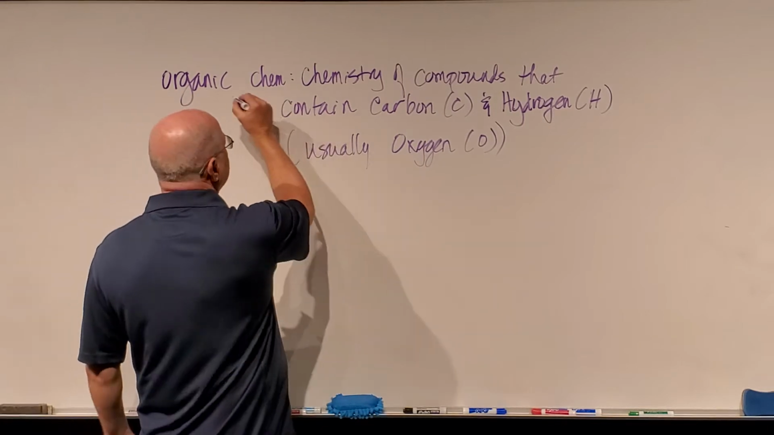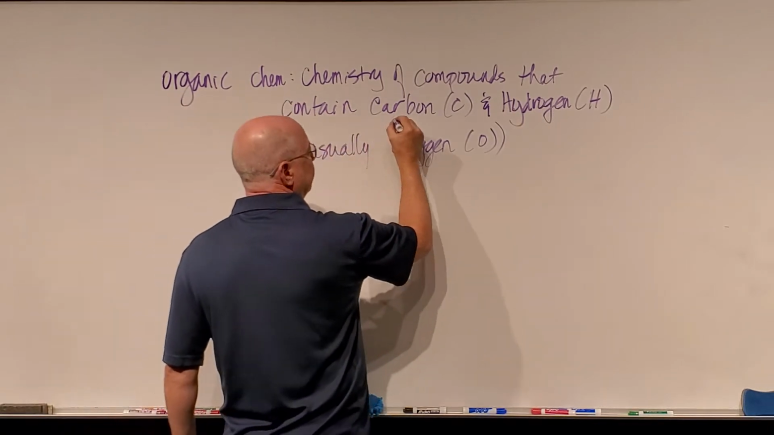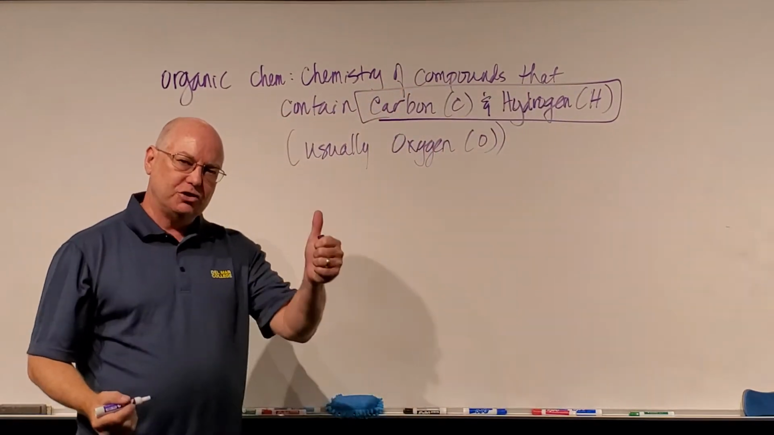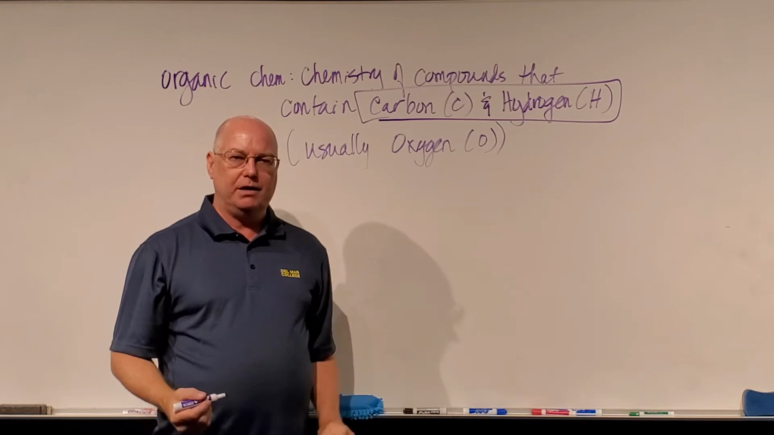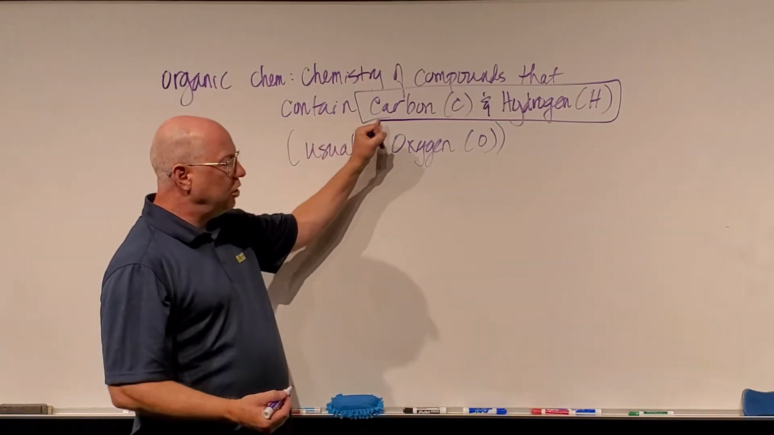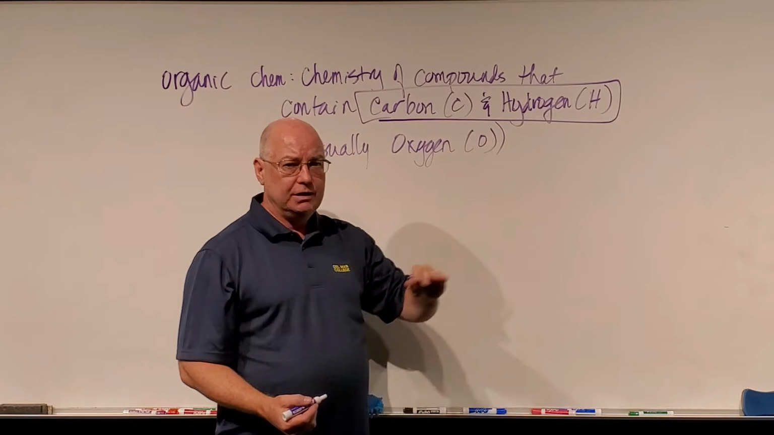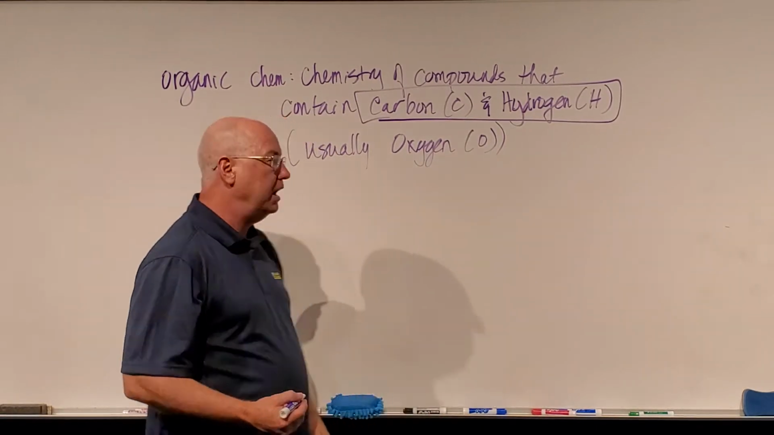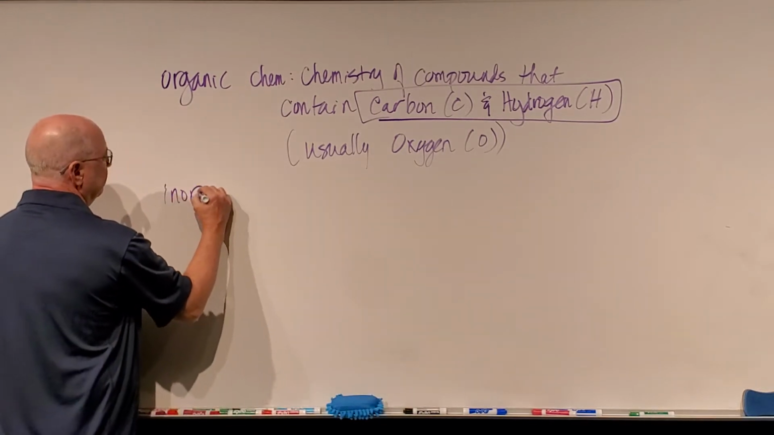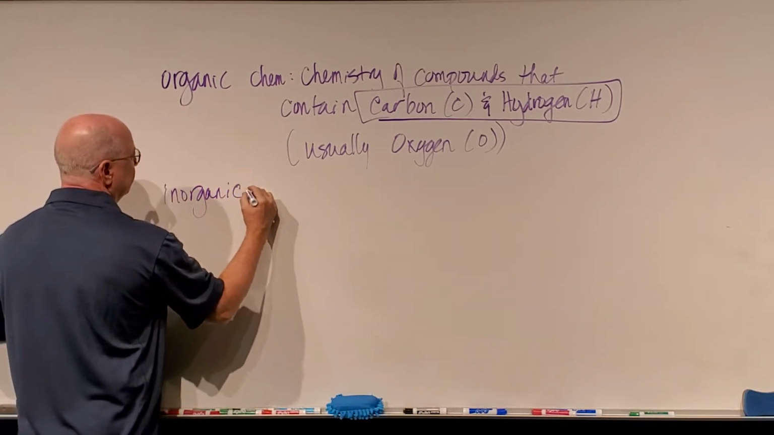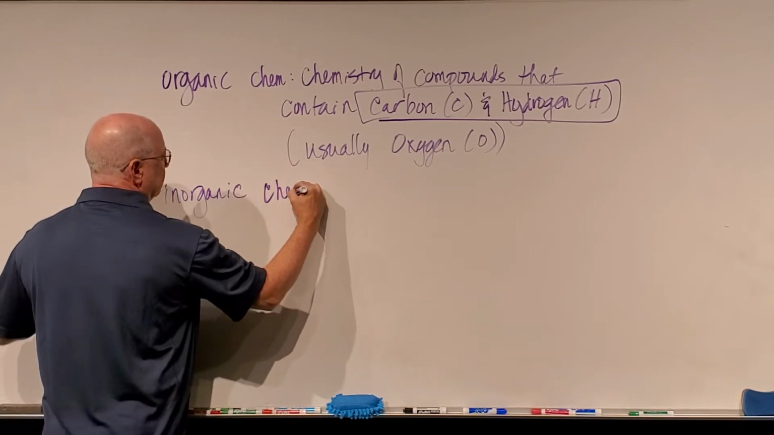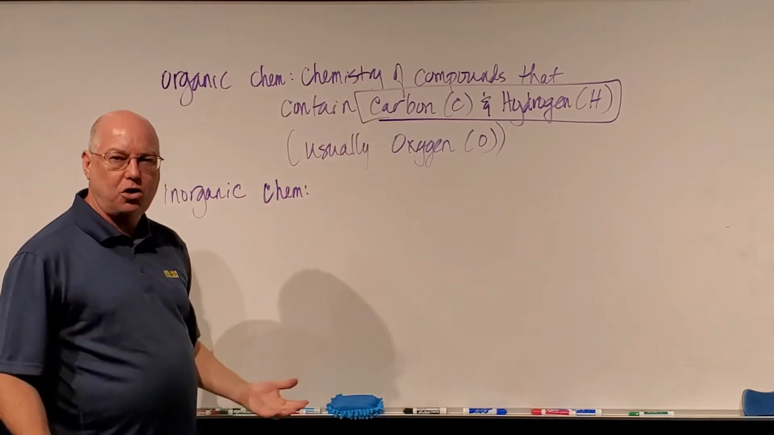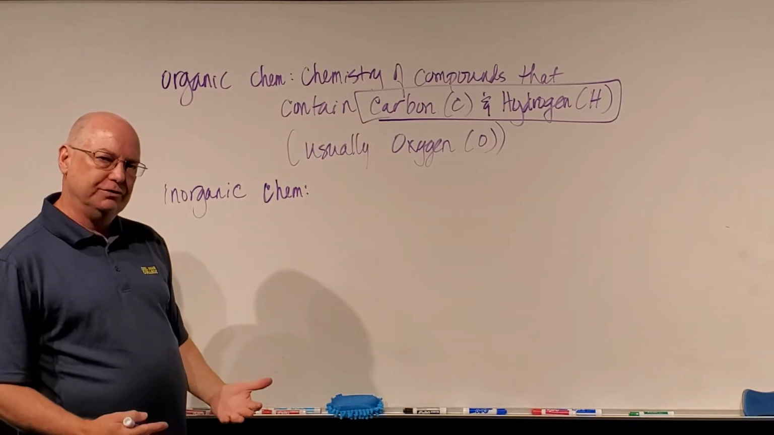So in order to be an organic compound or talk about organic chemistry, we're talking about things that have carbon and hydrogen. If it has carbon and it has hydrogen, it's an organic compound. If it's lacking carbon or it's lacking hydrogen, it's not an organic compound. It's called an inorganic compound, in meaning not. So when we talk about inorganic compounds or inorganic chemistry, inorganic chemistry is the chemistry of compounds that lack carbon and or hydrogen.